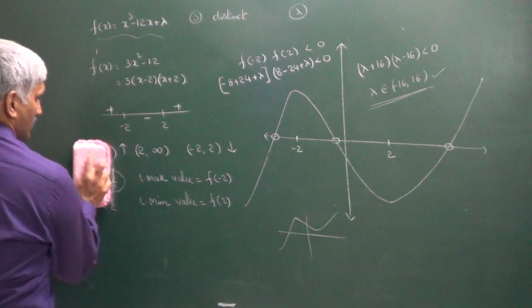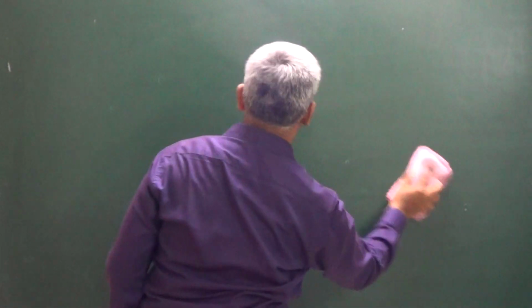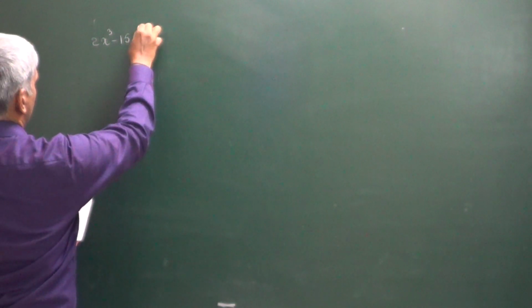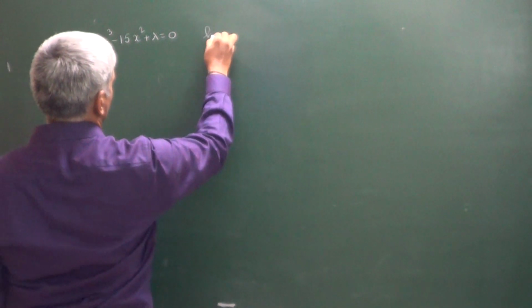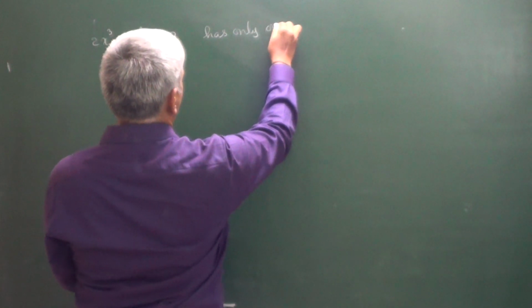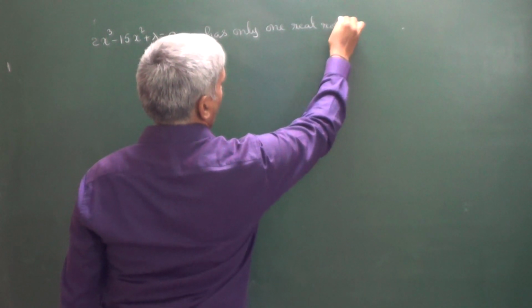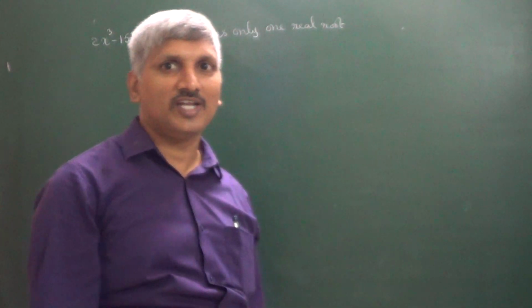That is the another question. So next we have 2x cube minus 15x square plus lambda is equal to 0 has only one real root. This has only one real root. For what value of lambda?